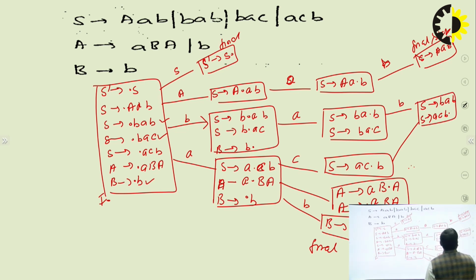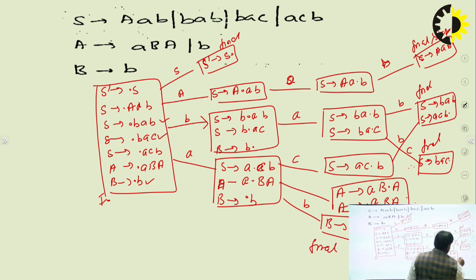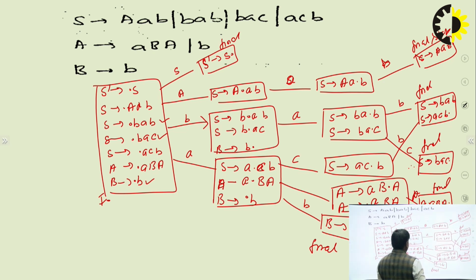This is your final state. We further explain here, that is again the same output B. Now C here and here, S tends to BAC dot. This is your final state. Yes, this is a final state, and this is again a final state, A. A tends to ABA dot. This is your final state, and here B. Further we need to explain B and this one.